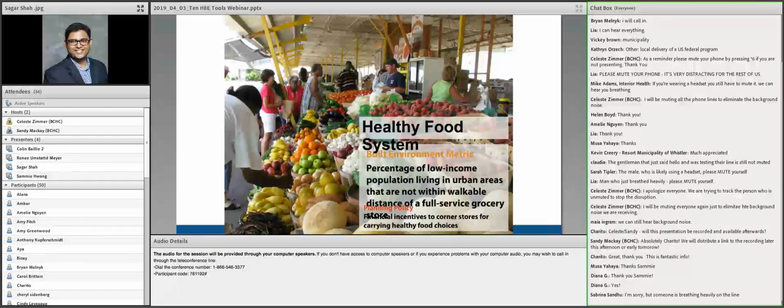And one of the policies is basically financial incentives to corner stores for carrying healthy food choices. So this is a sort of policy which is not directly within the wheelhouse of planners. Planners may not have a lot of influence on it, but it's an effective policy that we have seen work in different communities in the country. And maybe planners need to know about it, promote it, and try to get such policies into their work.